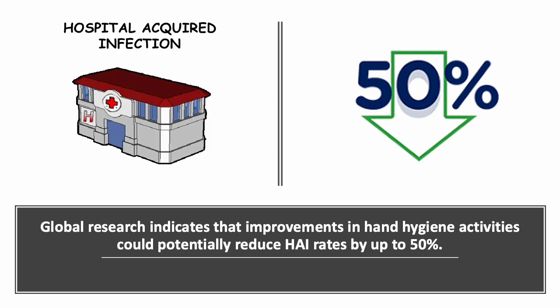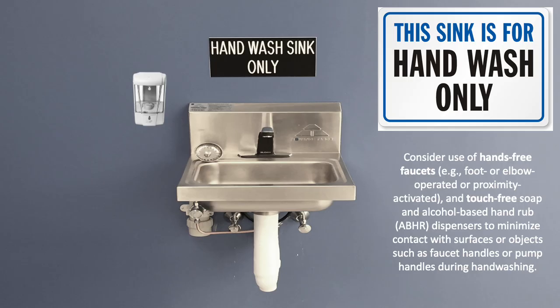up to 50%. The hand washing sinks should be dedicated for hand washing only, and consider use of hands-free faucets and touch-free soap and alcohol-based hand rub dispensers to minimize contact with the surfaces, so they won't get contaminated.